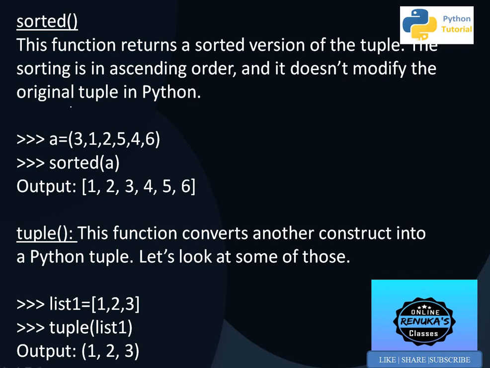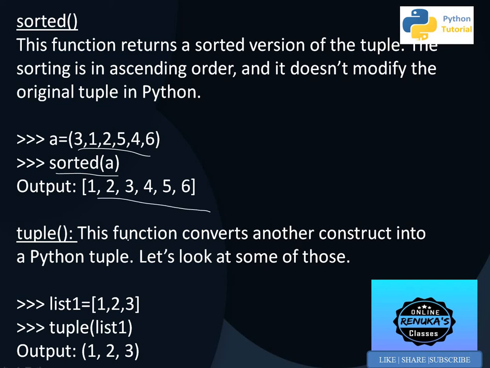Next is sorted. If tuple items are given and we use sorted with that name, all the values will be sorted and represented like this. Sorted means ascending order by default, so we can sort the items in ascending order.